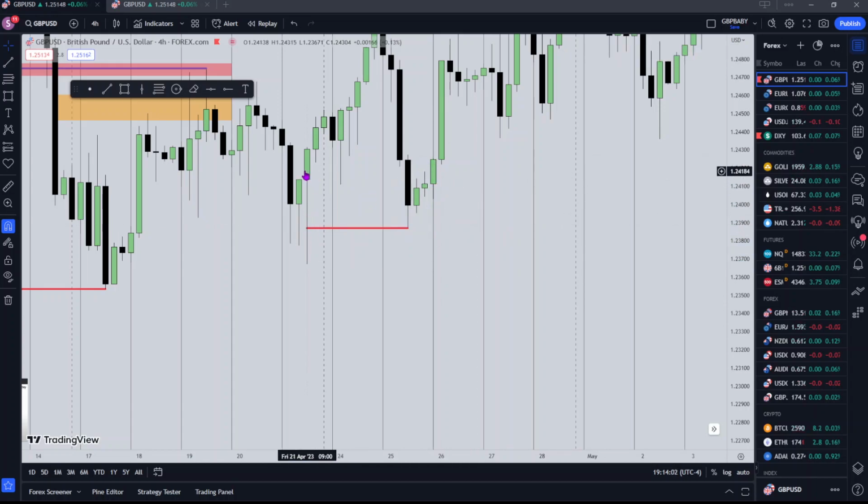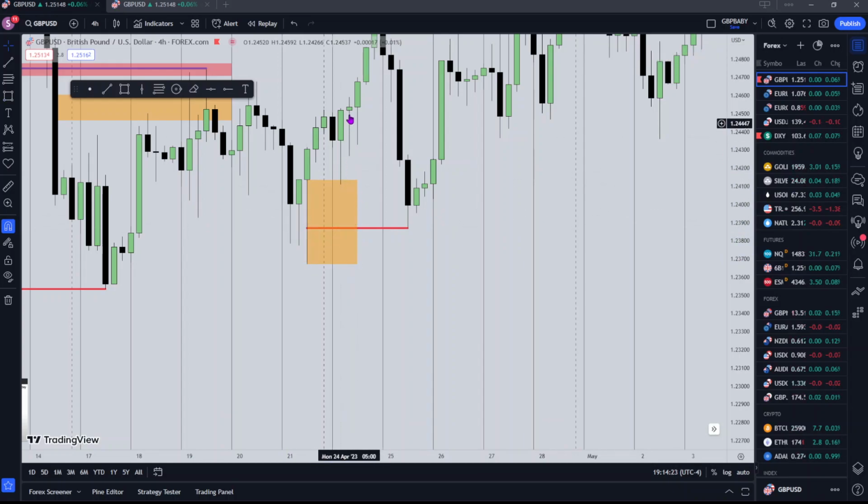In terms of seeing this as a PD array, again, this is something I don't know if I'd be able to call out as being a PD array. I'd recognize that this is a rejection block though, because you can see how when price traded into this rejection block, let me mark this out.